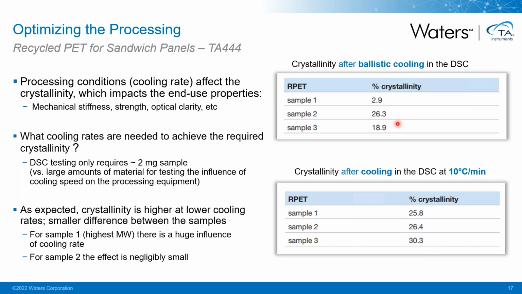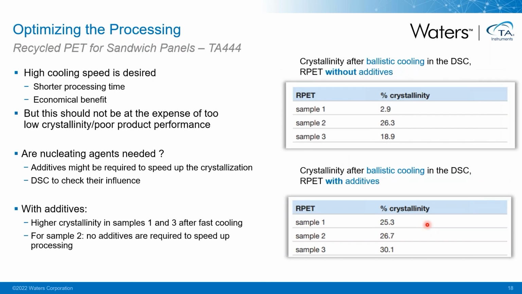Especially, you see a very big difference for sample 1. Remember, this is the sample with the highest molecular weight. So for this sample, slower cooling has a very big advantage in comparison to fast cooling. For sample 2, the effect of the cooling rate is going to be negligibly small. Now, in reality, a high cooling speed is always desired because it allows for shorter processing times, so it will for sure give you some economical benefit.